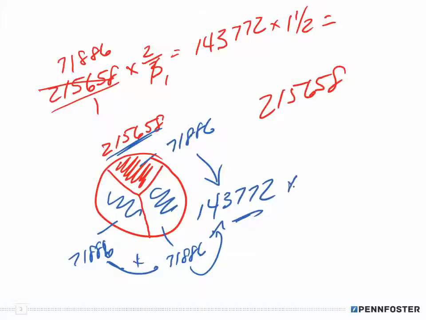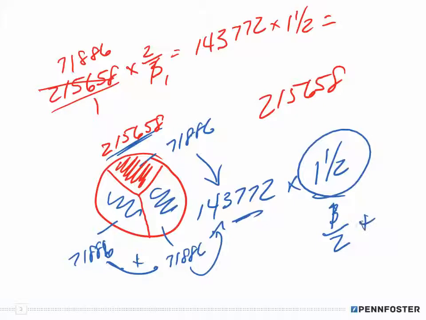And then all I need to do is multiply by the 1.5, and we discussed how I did that with 1 instead of 1.5, multiplying by 1/2 and then adding it back into this value, which in both cases ends up at 215,658. I hope you understood that.